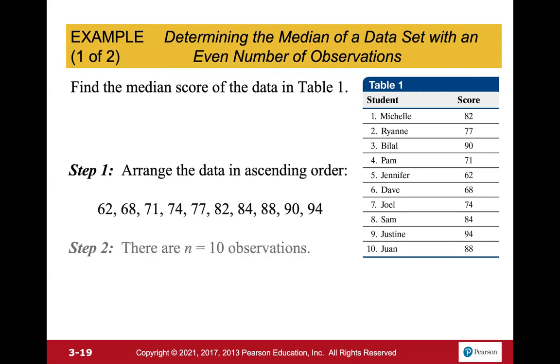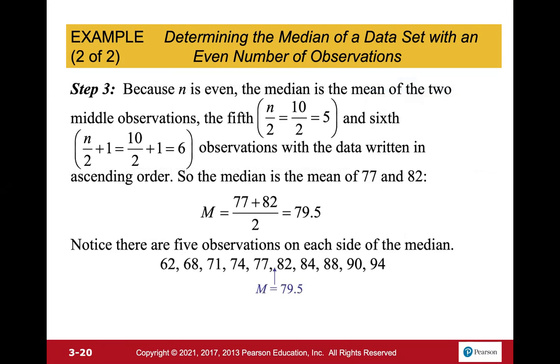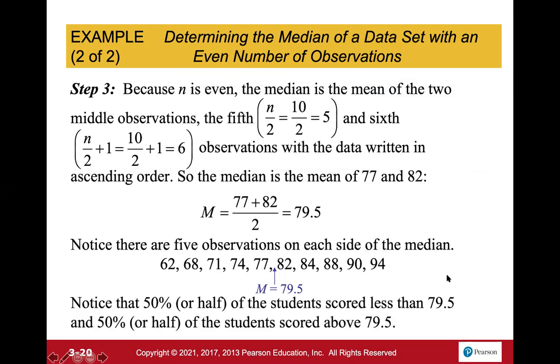And let's see if we missed anything. So we arranged everything, and n is equal to 10. So we're looking at 5 and 6. Added those two together and divided it by 2. So notice that there are 5 exactly. So just like we said earlier, 5 observations to the left, 5 observations to the right. But I was counting just those middle two numbers. So we have 4 observations to the left, 4 observations to the right. So notice that 50% or half of the students scored less than 79.5, and the other 50% scored above 79.5. So that's how we're able to justify these answers here.